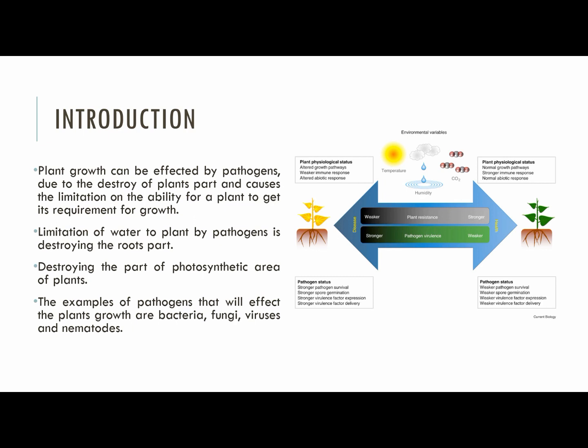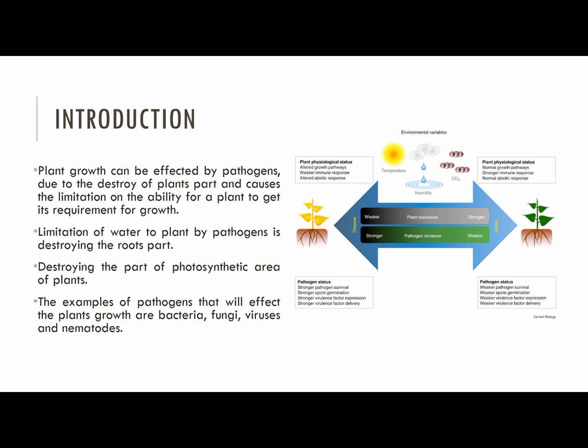First, pathogens limit the water available to a plant by destroying the root part of the plant, thereby affecting the translocation of water and nutrients in this plant and causing a reduction in size and yield. Besides, pathogens affect growth by destroying the photosynthetic area of plants and cause significantly reduced photosynthetic output, which often results in smaller growth of this plant.